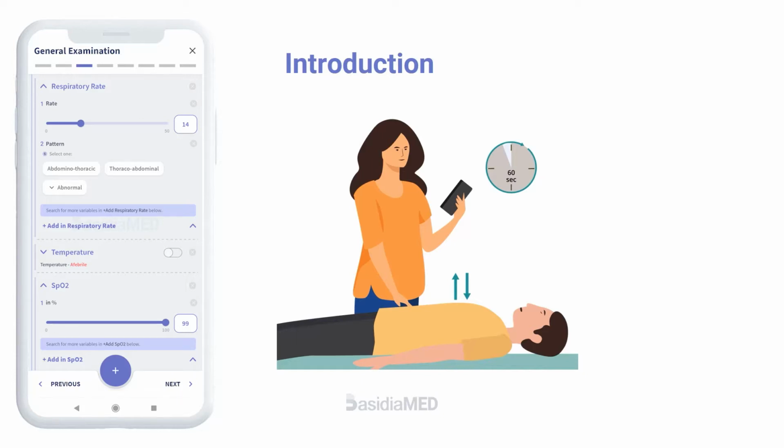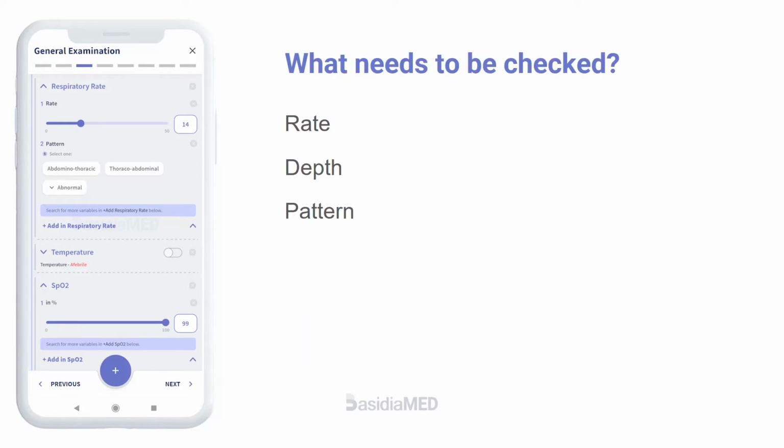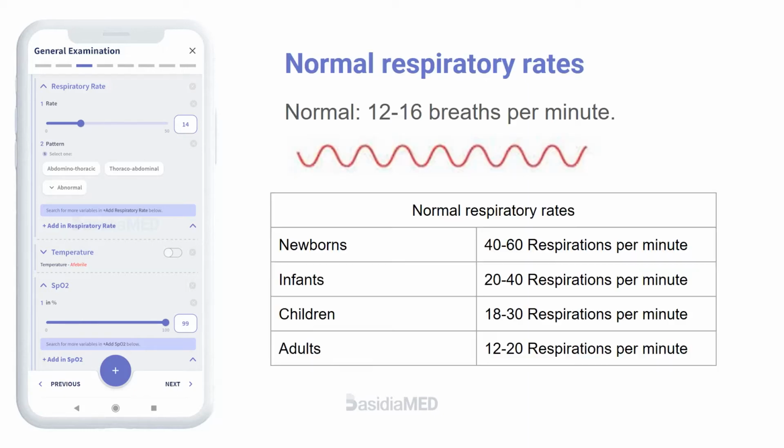Assess the patient's respiratory rate for 60 seconds to calculate the number of breaths per minute. Parameters that need to be included are its rate, depth of breathing, and pattern of breathing. The typical respiratory rate for a healthy adult at rest is 12 to 16 breaths per minute and is termed eupnea. It varies according to age as shown in the table.